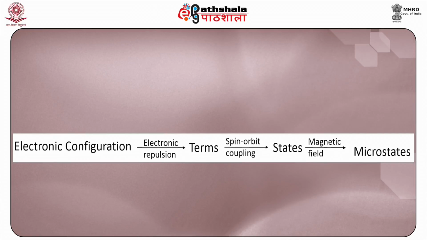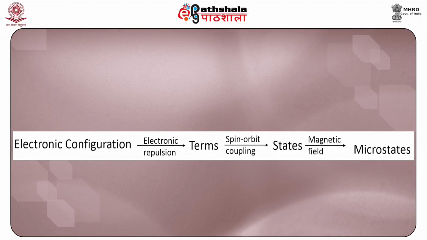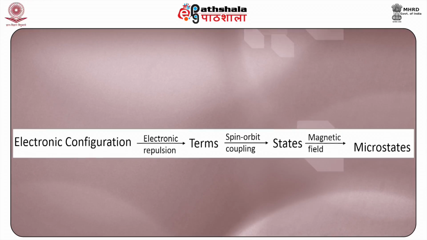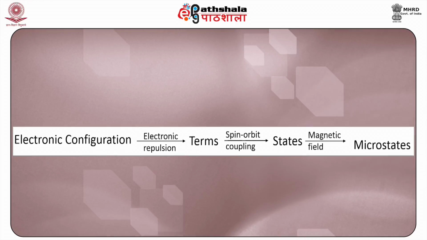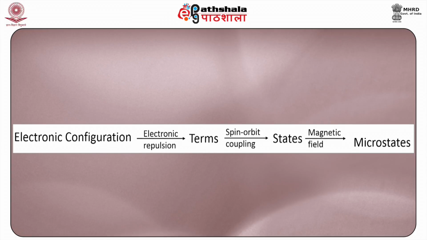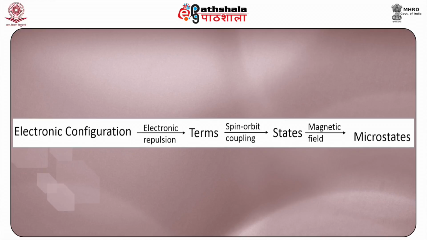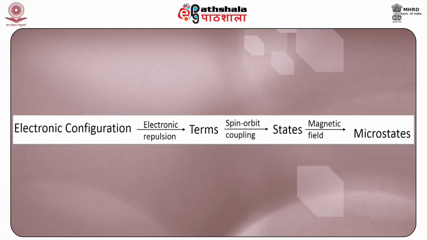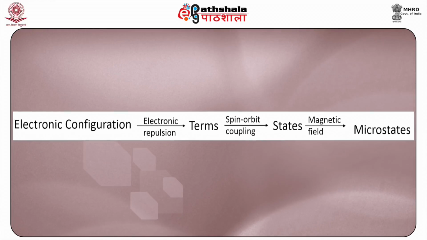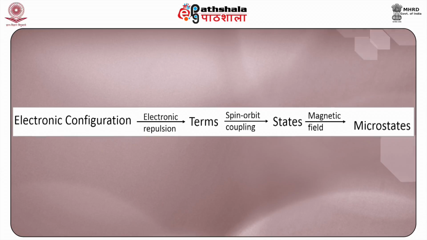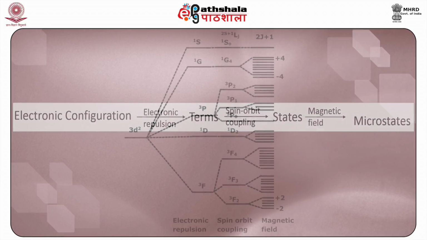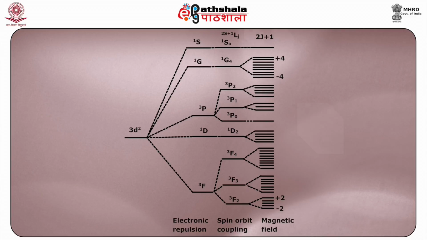The above sequence is represented in the form of a diagram where we can see the splitting of the electronic configuration into terms due to electronic repulsion, which further get split up into states due to spin-orbit coupling, which further split up into microstates with the help of a magnetic field. The sequence shows the splitting of the free ion terms due to spin-orbit coupling and inter-electronic repulsion parameters.